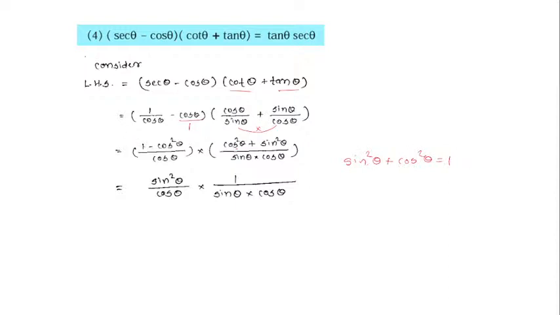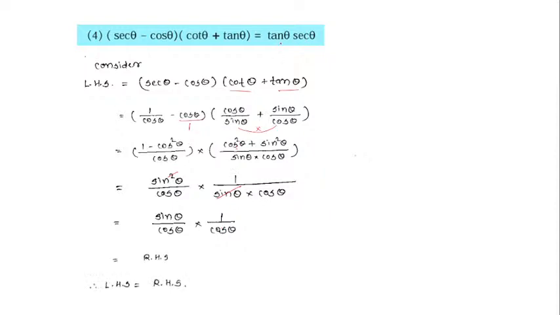So we have replaced 1 minus cos square theta by sin square theta, divided by cos theta in the denominator as it is, into sin square theta plus cos square theta, which is 1 because of the first trigonometric identity, divided by sin theta into cos theta as it is. Now in the numerator we have sin square theta and in the denominator we have sin theta. So one of the sin theta will get cancelled, giving sin theta divided by cos theta into 1 divided by cos theta.